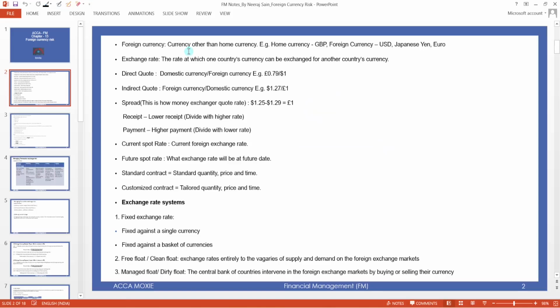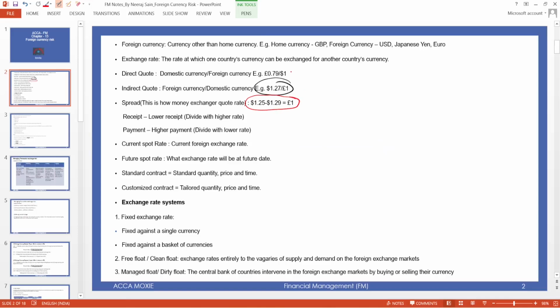Next is the exchange rate. Exchange rate is the rate at which a currency is exchanged for another currency. Okay. And this exchange rate is represented as a direct quote and an indirect quote. So which quote is widely used? This indirect quote is mostly used in your ACCA exams, and this one is also used.